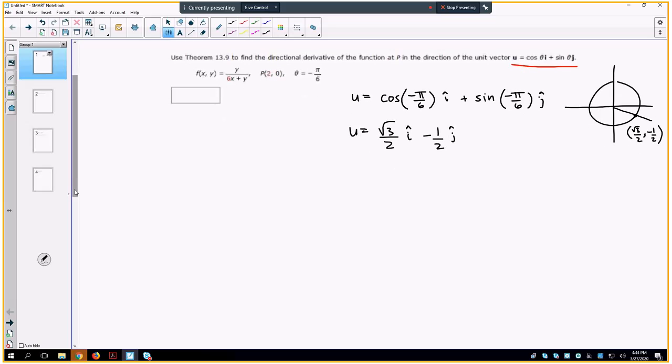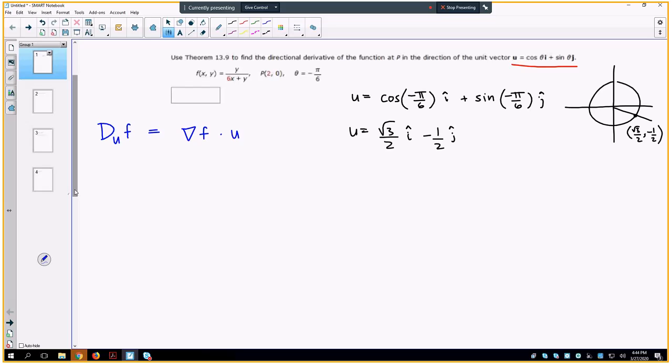Now we know that our directional derivative is going to be the dot product of the gradient with this unit vector that we just found. So let's find the gradient of our function. I'm going to remind us, d sub u of f, meaning the directional derivative of f in the direction of u. We're going to find our gradient of f and dot that with u.